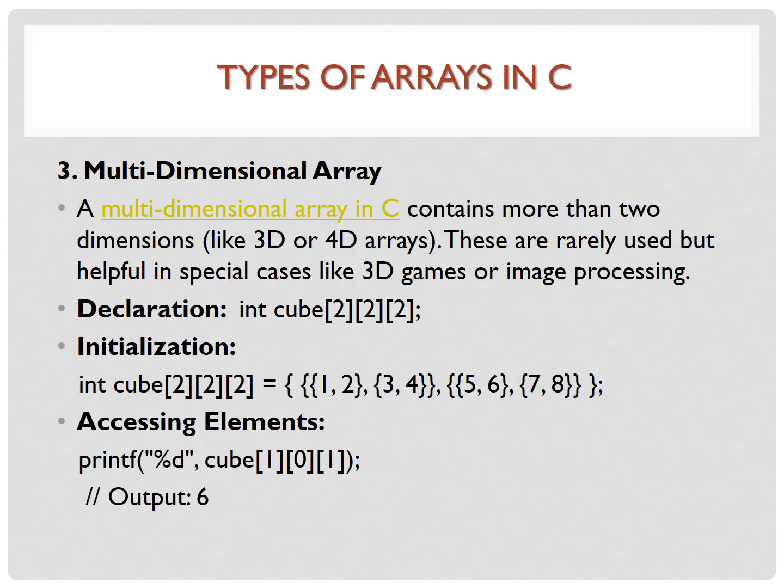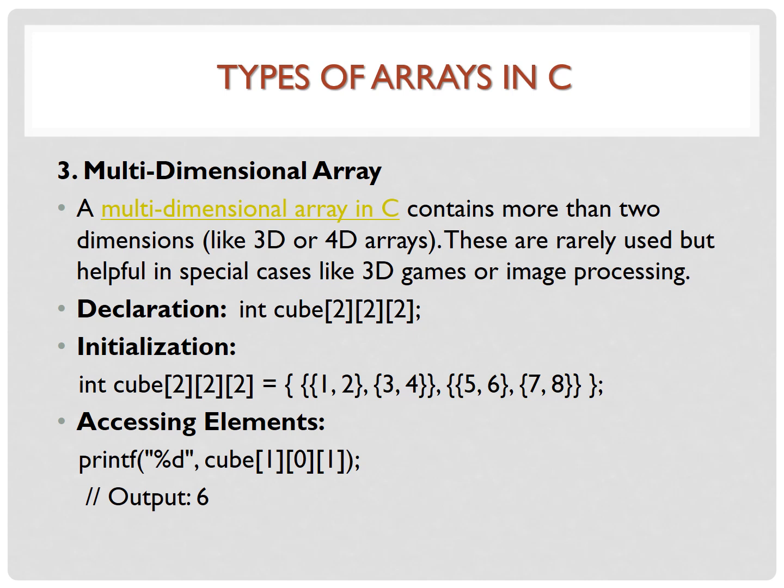Next comes the multi-dimensional array. In C, these contain more than 2 dimensions, like 3D or 4D arrays. These are rarely used but helpful in special cases like 3D games or image processing. So the declaration in a multi-dimensional array, for example, int cube[2][2][2]. The meaning is it defines a 3-dimensional array, right?